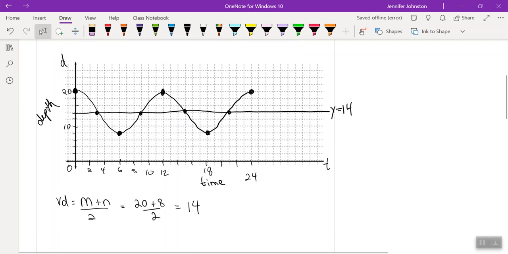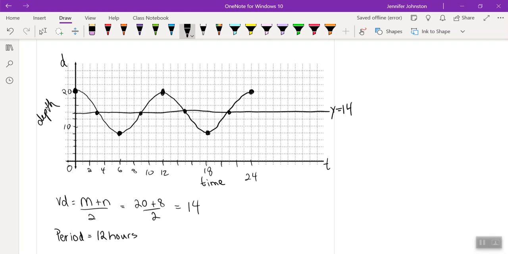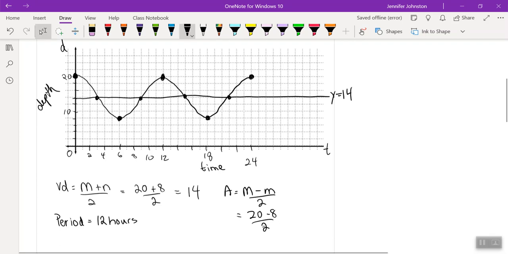Let's go figure out the period. Well, the period we already know. The period is 12 hours, for one cycle is 12 hours. What's our amplitude? Our amplitude is found by doing the max minus the min divided by 2. And the max is 20 minus 8 divided by 2. That gives us 12 divided by 2 is 6.